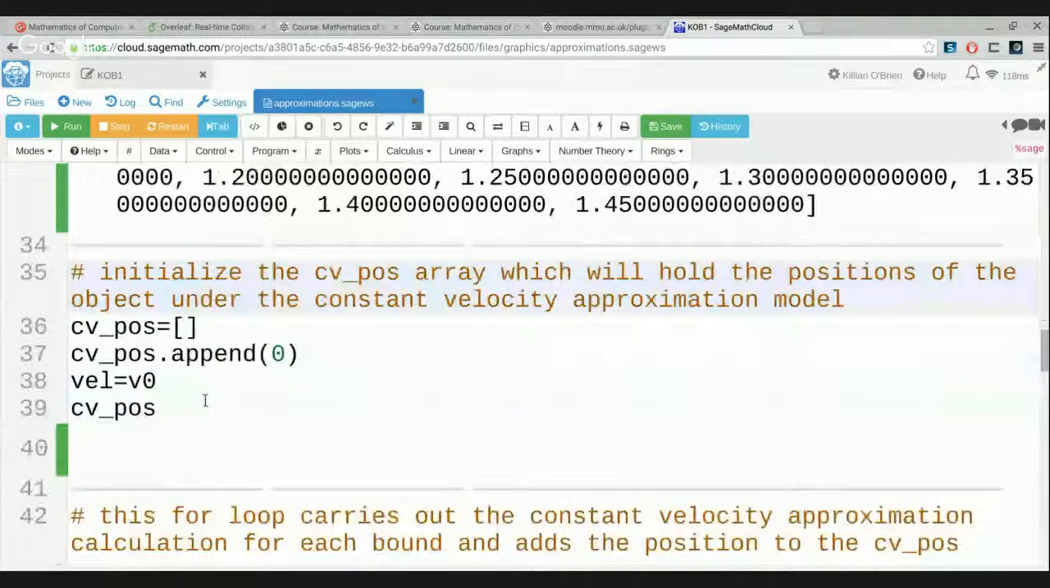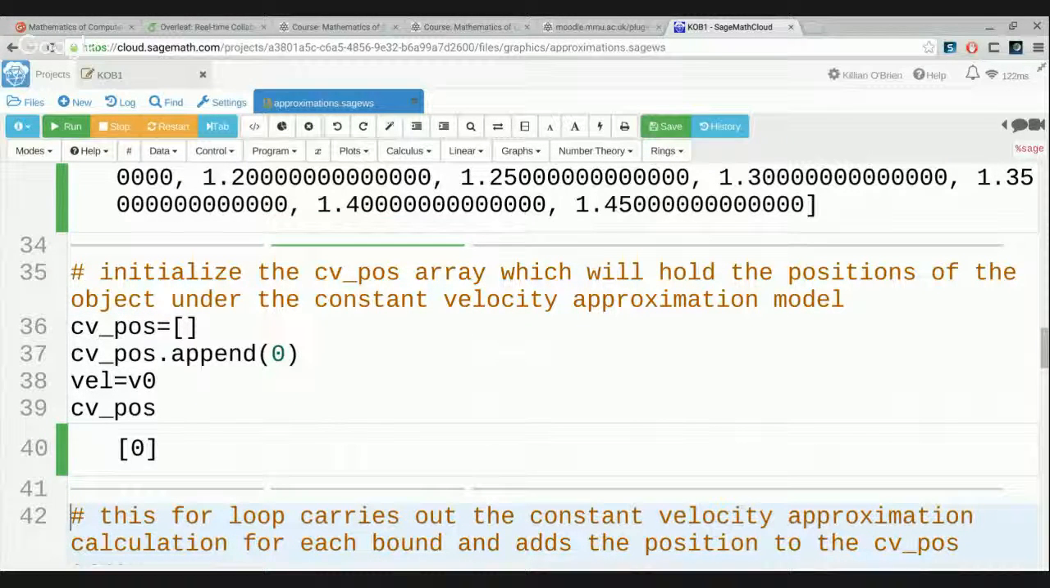Now I set up this array, CV positions. This is going to be the positions of the object under the constant velocity model. We're going to build up this vector to have the same length as the original times vector, and this will give the position of the object at each time. Initially it's just got one entry, position 0. So the object is at position 0 at time 0.